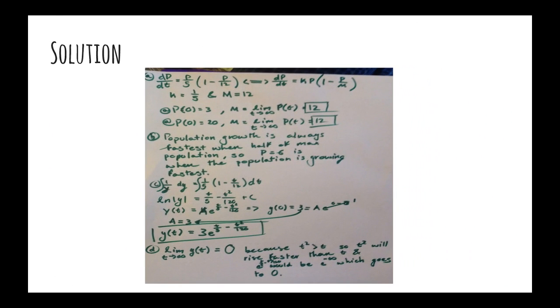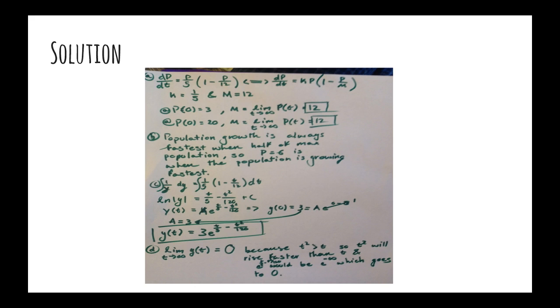If we look at part C, right below part B, in the writing, we first separate dy and dt, we group, and then we take the integral of both sides. And when you do some math and solve through, you get y of t equals A e to the t over 5 minus t squared over 120.